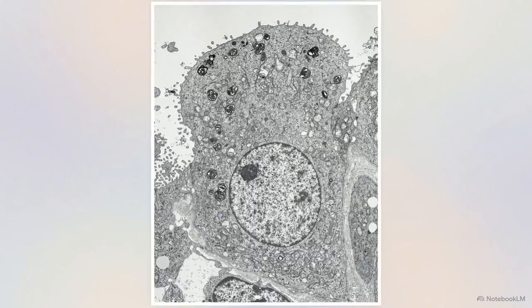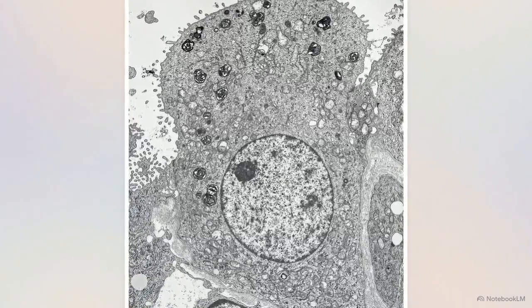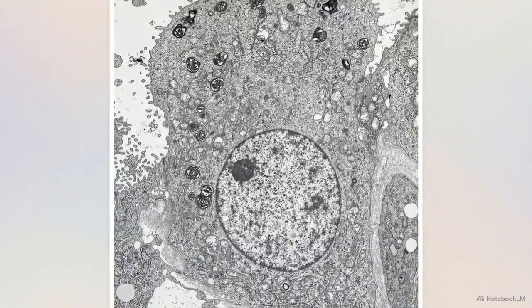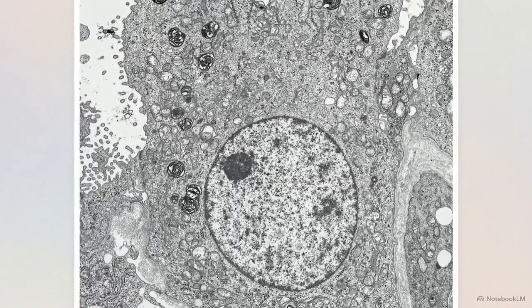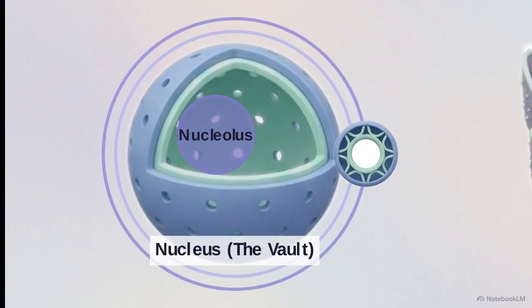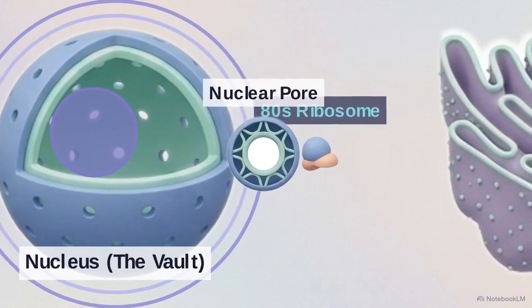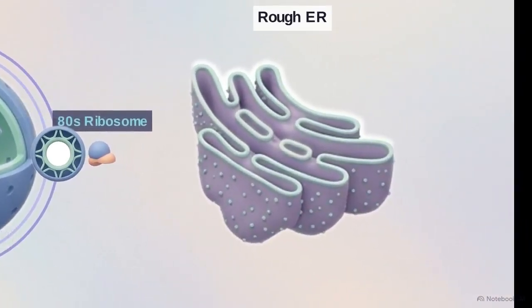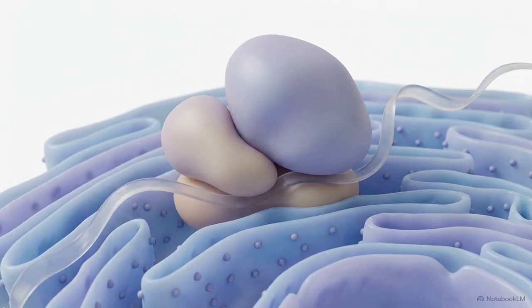Deep inside the nucleus is a dark, dense core known as the nucleolus. This is a specialized manufacturing zone where the cell builds its own production machines, the ribosomes. Because eukaryotic cells are larger and more complex, they produce larger 80S ribosomes. Once built, these ribosomes exit the vault through small gaps called nuclear pores and anchor themselves directly onto a folded maze of membranes known as the rough endoplasmic reticulum, or rough ER.